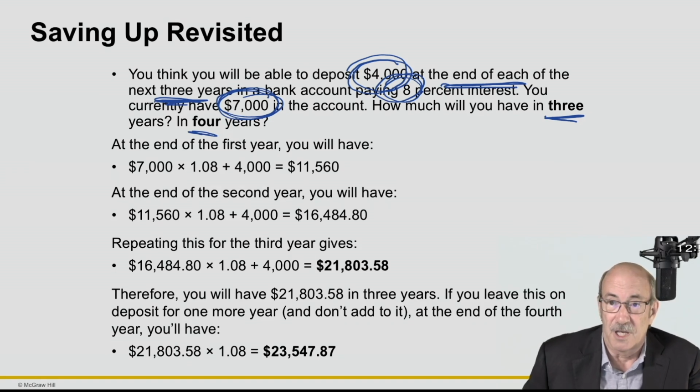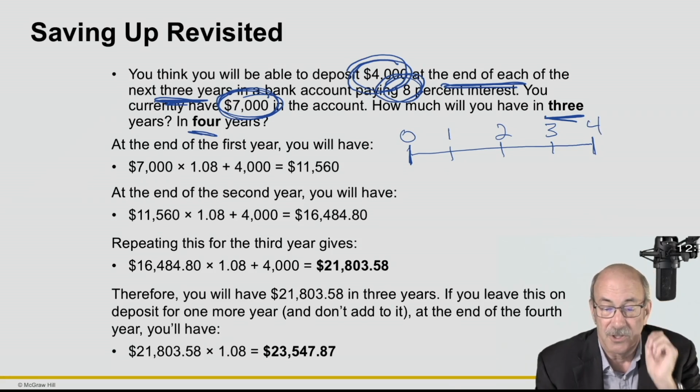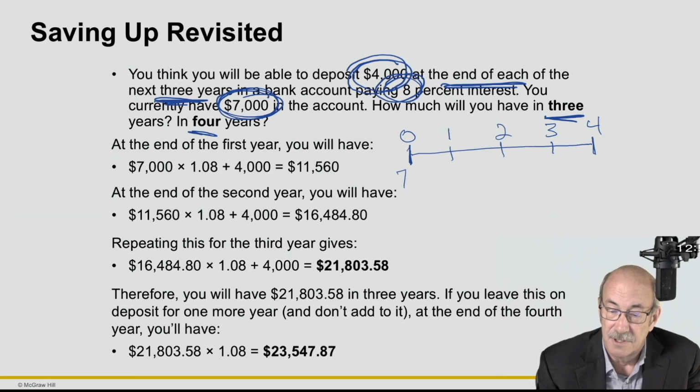Boy, this really does require a timeline. So let's put that out here first. And so we have 0, 1, 2, 3, and 4. All right. So we're going to start with, we have 7,000 in the account now.